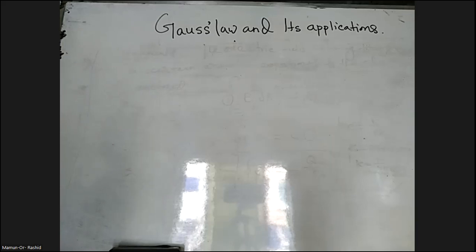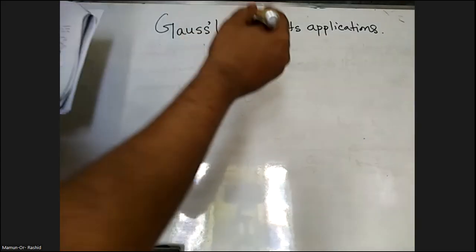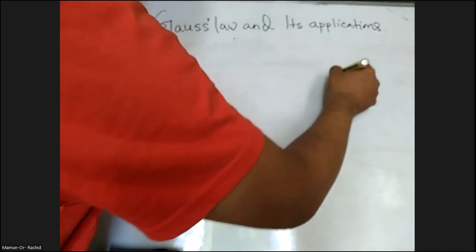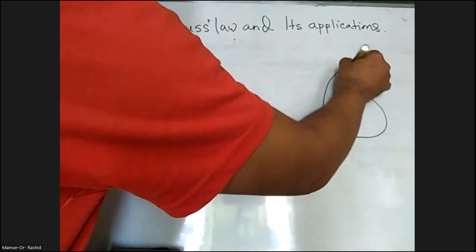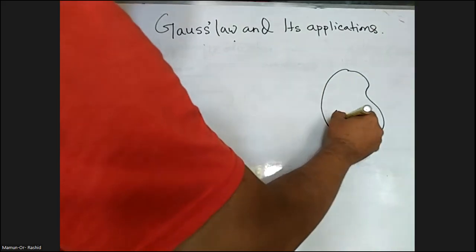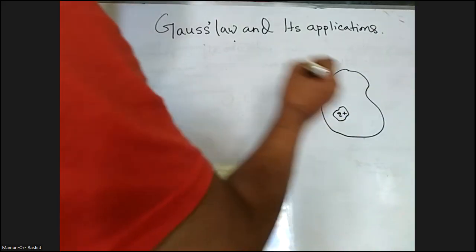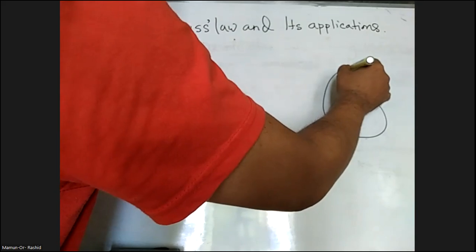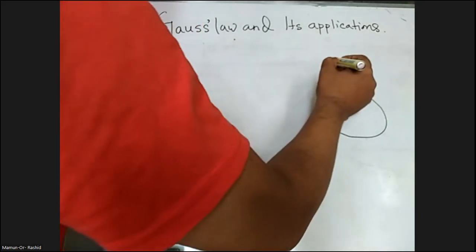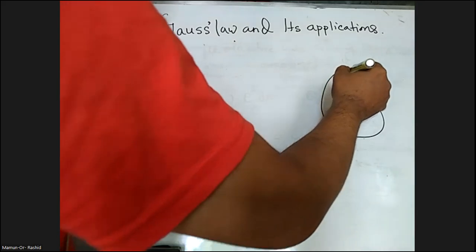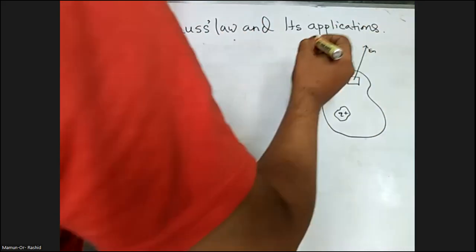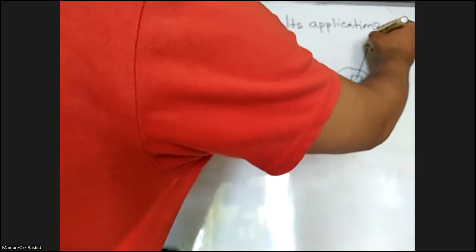Now we'll try to derive the Gauss law for a positive charge. If we take a surface like this and a small charge Q plus, this is a positive charge. If we consider a small area like this, perpendicularly this will be En, the electric field around the dA.